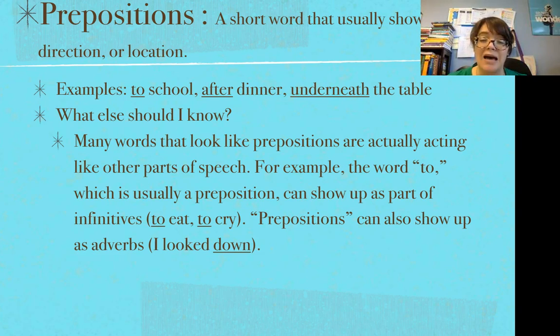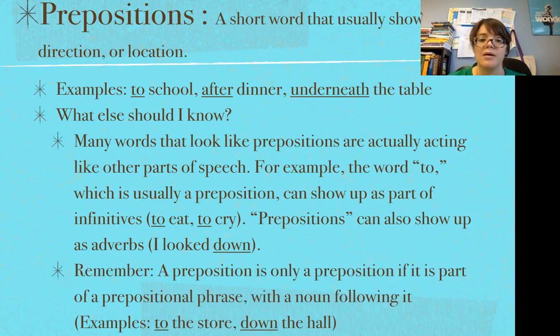Prepositions can also show up as adverbs, like I looked down. That's telling me where I looked. It's actually modifying my verb looked. It's not being a preposition there. So prepositions are generally only going to show up as prepositions if they're part of a prepositional phrase with a noun following it, like to the store, down the hall. I've got that noun, that object of the preposition at the end.